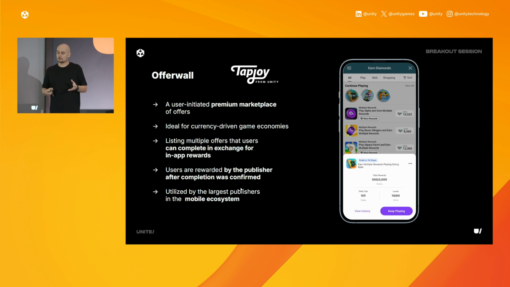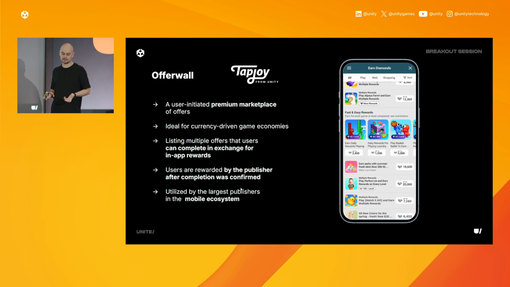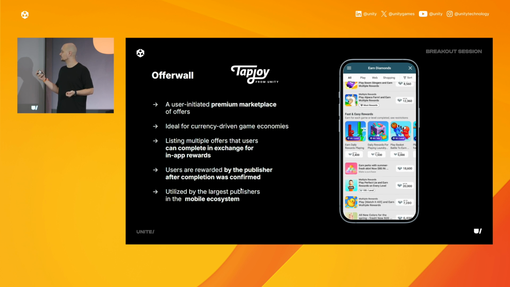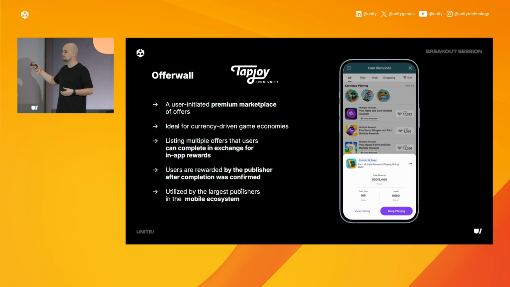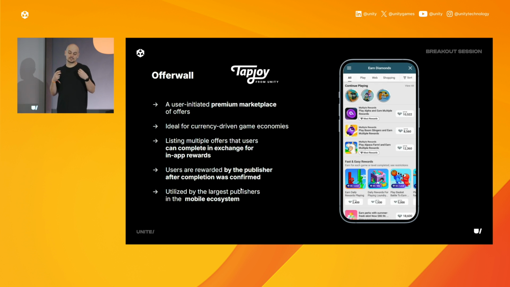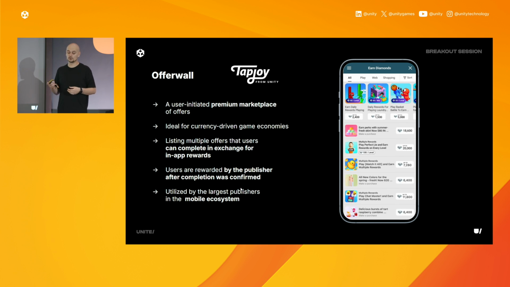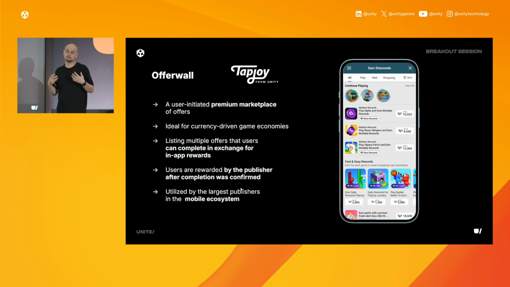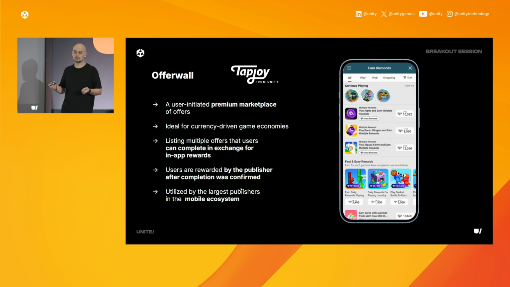And then last but not least, probably the most overlooked monetization tool is the offer wall. It's a user-initiated premium marketplace. It's ideal for currency-driven game economies, where users complete offers for in-app rewards. And publishers reward those users once they get the confirmation that the offer was completed. It's important to know that this format is utilized by some of the most successful studios like EA Games or 2K Games, Zynga, and Ubisoft. And if you want to learn more, have a look at Unity's own Tapjoy, or there are also some other very strong solutions such as Digital Turbine or Aarki. And you can approach me. I'm happy to tell you more.